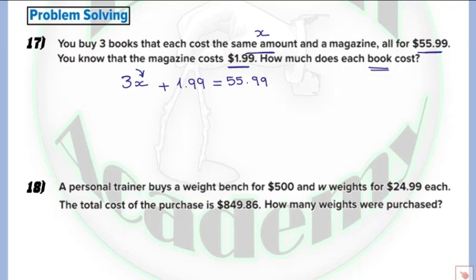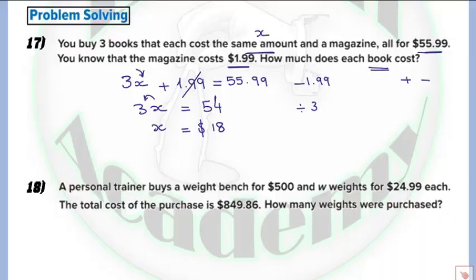To solve the equation, at first we need to find if there is plus or minus. We have plus 1.99, so we subtract 1.99. Now we have 3x equals 55.99 minus 1.99. The answer is 54. Now we have 3x. Once you find a number multiplied by the variable, we divide by this number. So I just divide by 3. 3 divided by 3 equals 1, so just write x. 54 divided by 3 equals 18. It means the price of each book equals $18.